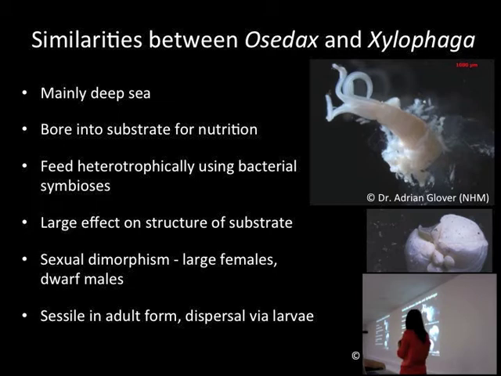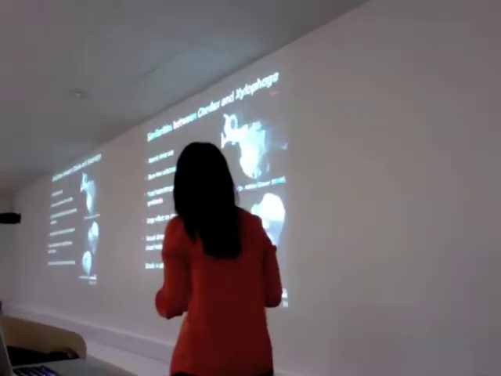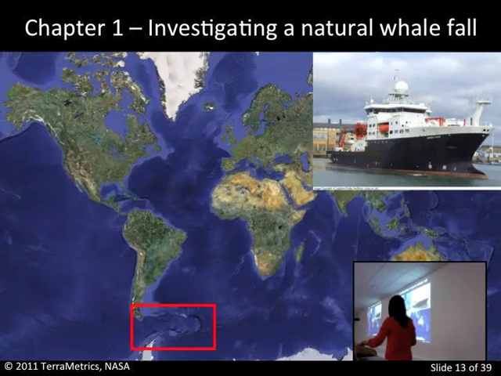And the last similarity is that once these animals settle in their adult form in their substrate, they don't move. They will stay in their substrate until they eat it completely, and then they will have nothing left to live in and die. So the only way in which they can spread to new habitats is via their larvae, which they will usually expel into the water column, and then they'll be carried with the currents.